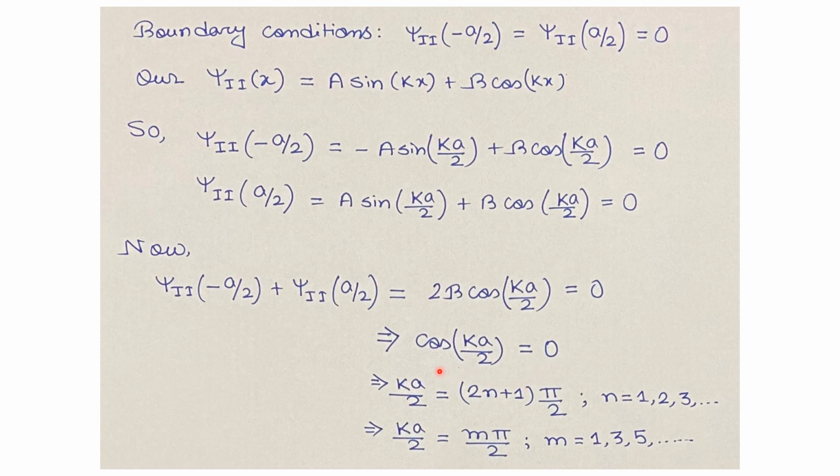Now any cosine function can be 0 for the values k by 2 equals any odd multiple of pi by 2. So our k by 2 will be an odd multiple of pi by 2. That can be written as (2n plus 1) times pi by 2, where n takes the values 1, 2, 3 and so on, so n takes integer values. We can write this as k by 2 equals m pi by 2, where m equals 2n plus 1. So the values for m will be odd integer values, that is 1, 3, 5 and so on.